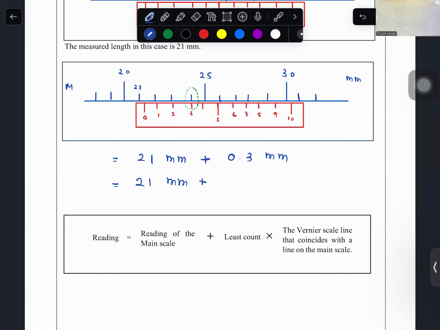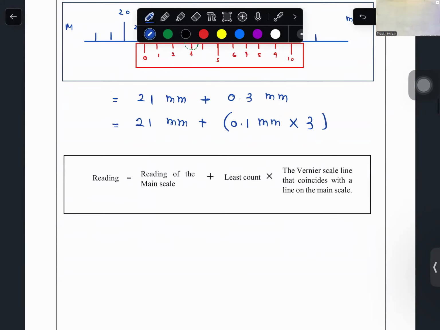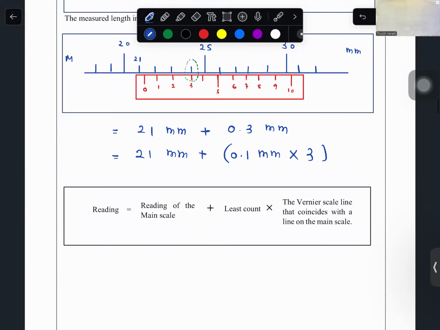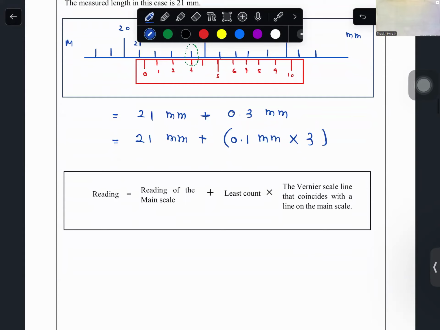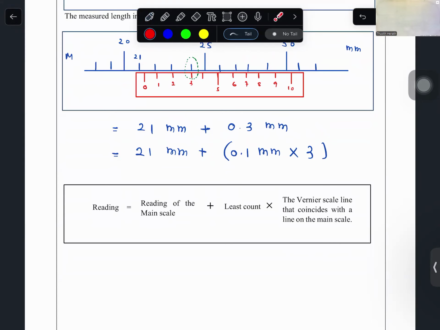It came as 0.1, the least count, into the number of the Vernier line which coincides with any main scale line. We only need the number of the Vernier scale line. It's 3. This is how the 0.3 was constructed. So we can read any reading using a Vernier caliper by this equation.